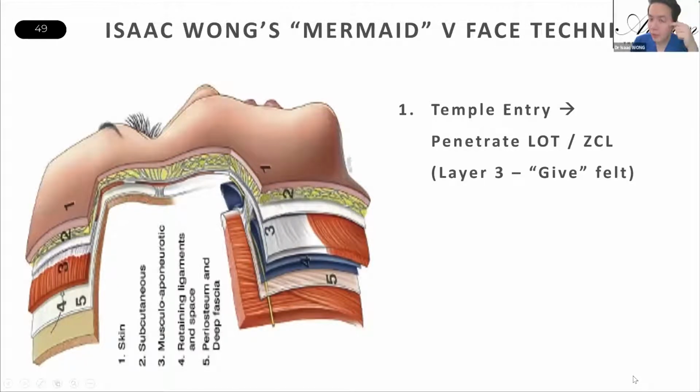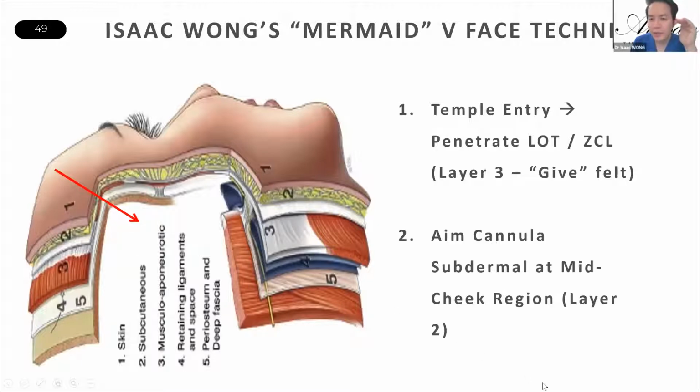From the temple, we go in. We penetrate the lateral orbital thickening here, and also the ZCL. At layer 3, you feel a give, and then we aim the cannula into the cheek, into layer 3, and then we aim it upwards towards layer 2 at the mid-cheek region. Take a look at the arrow here.